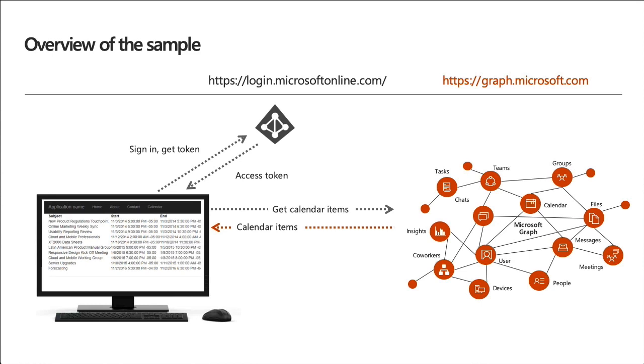So let's do a quick overview of how this sample works. When I first go to hit the site, I'm going to first be prompted to go to Azure AD and log in. Once I log in, it's going to give me back an access token. And then Angular is going to use that access token, passing it to the Microsoft Graph client. The JavaScript client is then going to call the REST API on my behalf to get all of my calendar items, and then I'm going to get those back and render those out on the screen.